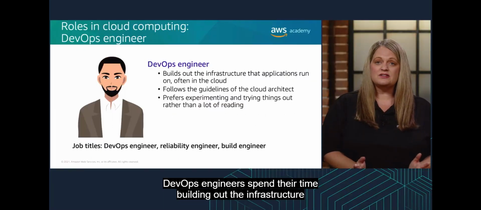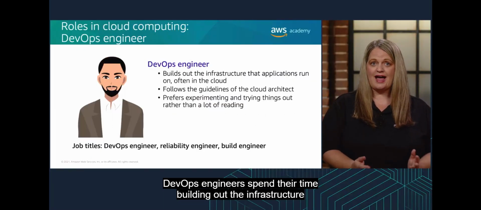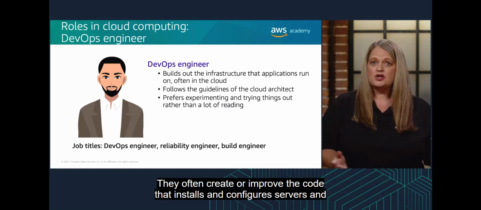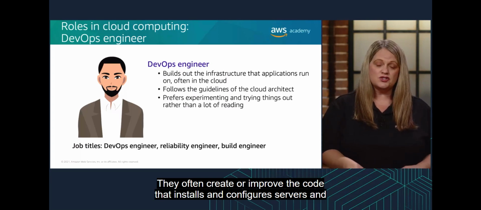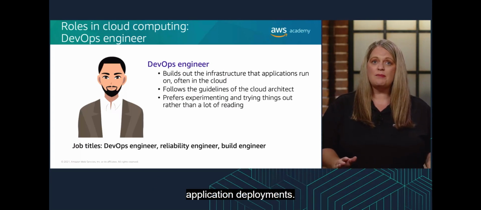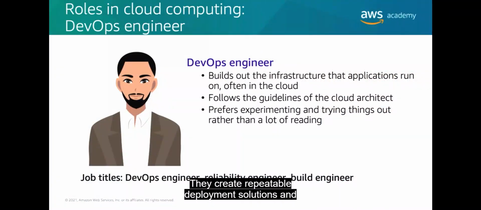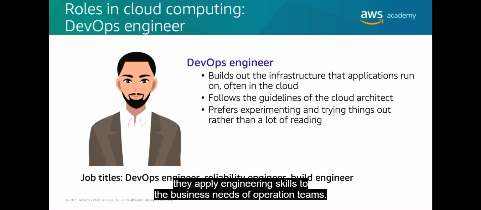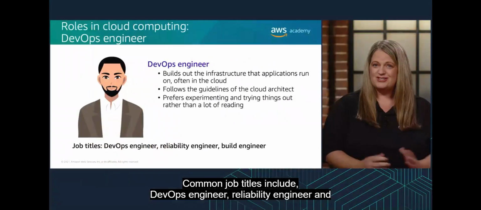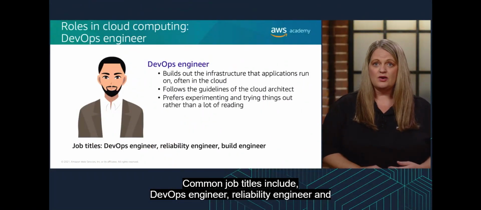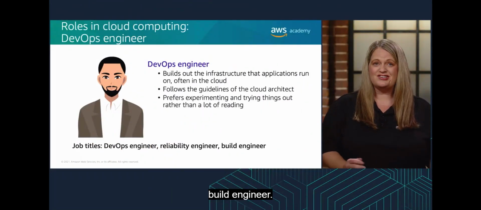DevOps engineers spend their time building out the infrastructure that applications run on. They often create or improve the code that installs and configures servers and application deployments. DevOps staff prefer to experiment and learn by doing. They create repeatable deployment solutions, and they apply engineering skills to the business needs of operation teams. Common job titles include DevOps engineer, reliability engineer, and build engineer.